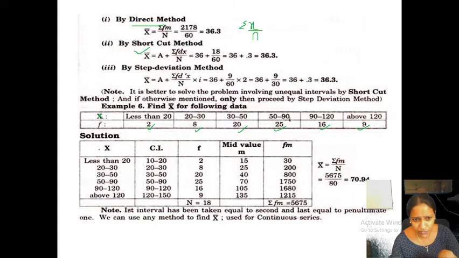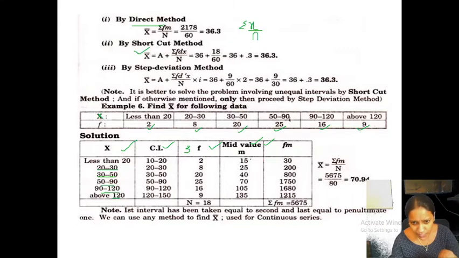Okay, so now you have 1, 2, 3, 4, 5 columns. The first column is the class interval column. So less than 20, 20 to 30, 30 to 50, 50 to 90, 90 to 120 and above 120. So here you can see the class interval can be written like this. They have framed the upper and lower class interval limits like this: 10 to 20 and 120 to 150. So you can see the corresponding frequencies in your third column.